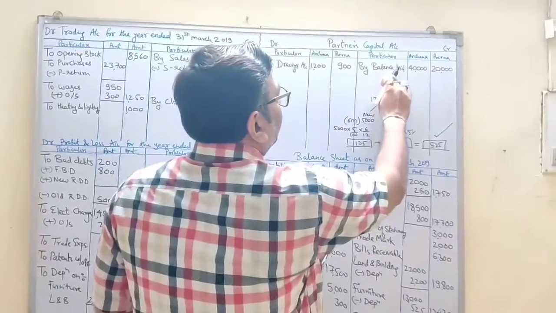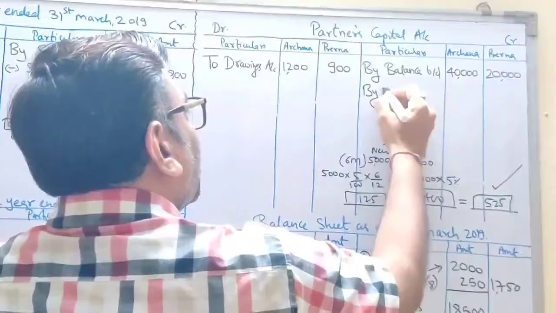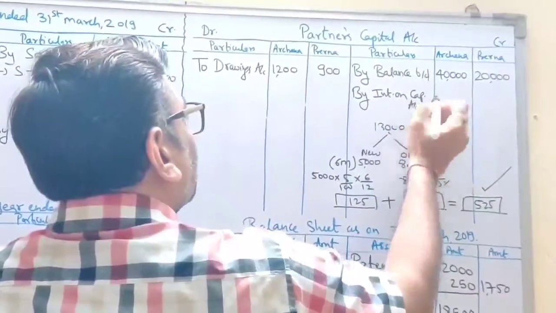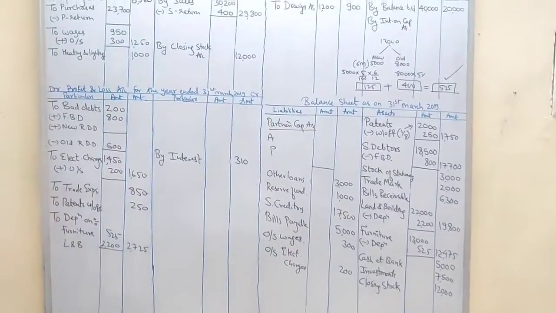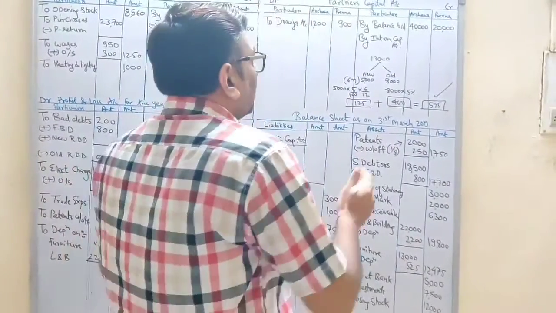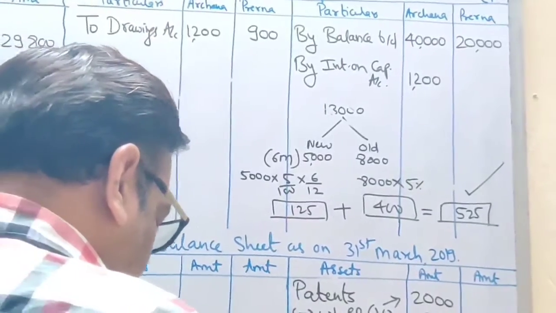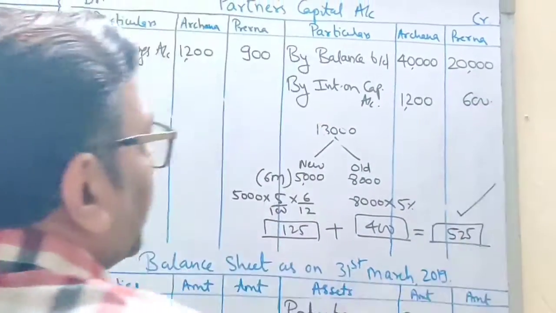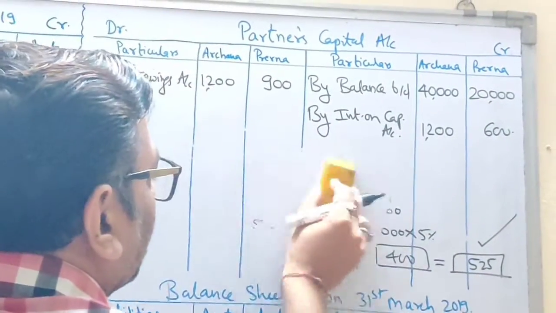Now last adjustment, interest on capital. So you will calculate interest on capital on the capital balance. So write it here: by interest on capital account. How much percent? 3%. So let's see what is 3% of 40,000. 1,200. And 3% of 20,000, 600. So this is your interest on capital. I am erasing this working note.